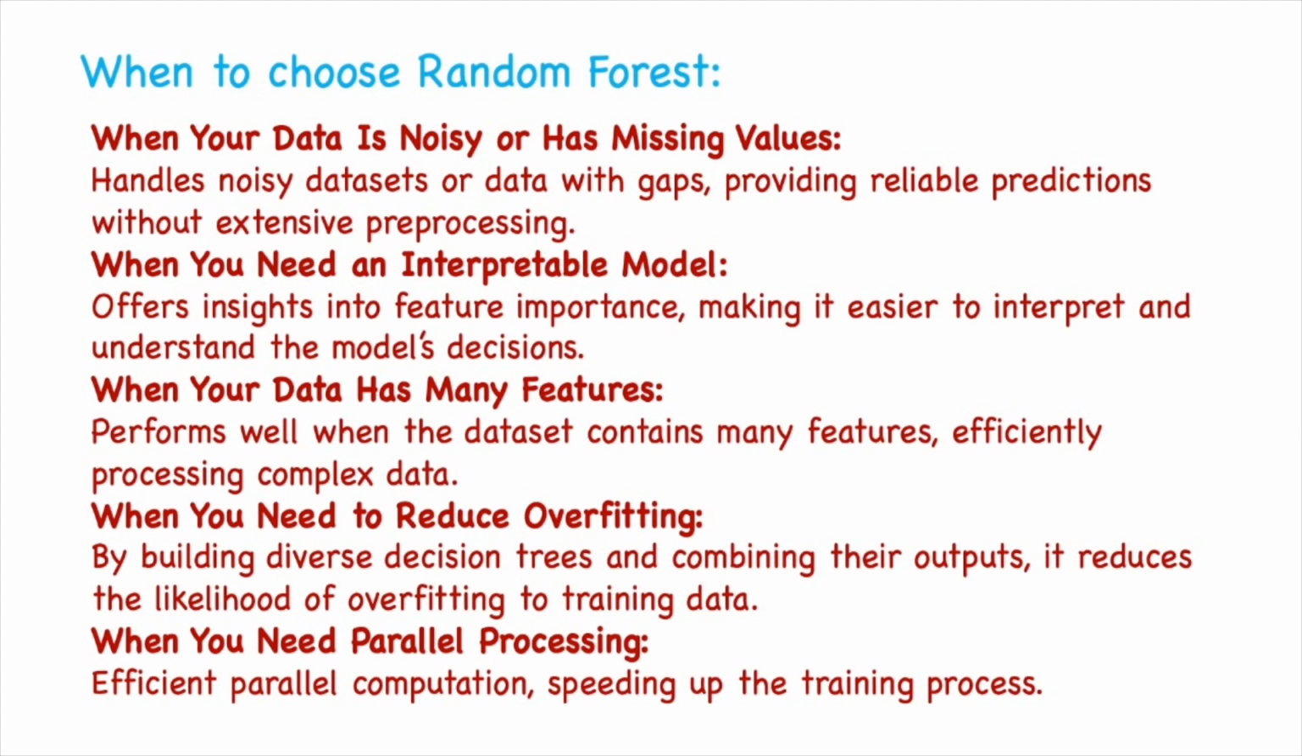We will choose random forest when we need to reduce overfitting. By building diverse decision trees and combining their outputs, it reduces the likelihood of overfitting to training data. We will use random forest when you need parallel processing. Random forest algorithm performs efficient parallel computation and speeds up the training process. We will see the practical implementation of random forest algorithm in the upcoming videos.